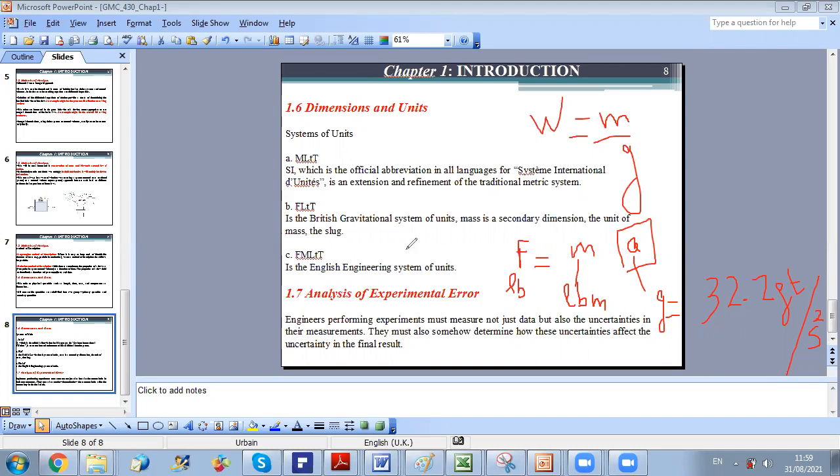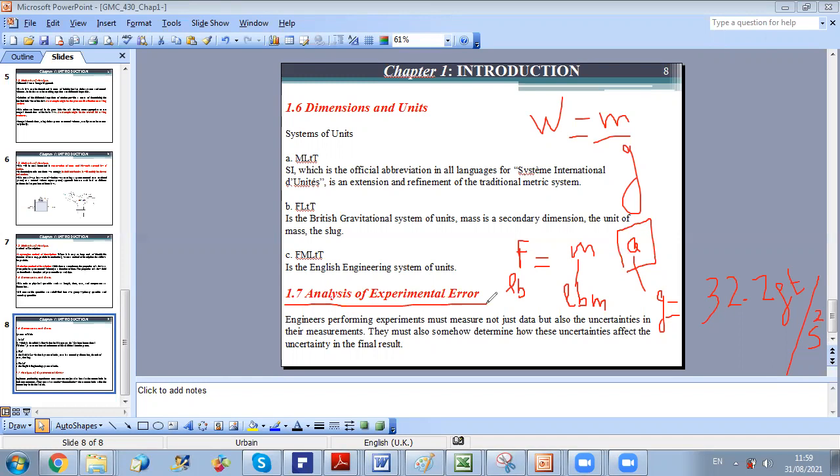Okay. Now, the last aspect that is also important in fluid mechanics is the analysis of experimental error. So we will see that experiments will also play an important role in understanding the behavior of fluids, because in some situations it's very complex to come up with an analytical solution. So let's say if you have a turbulent flow, how did we develop solutions? We did experiments to come up with empirical relations. So engineers performing experiments must measure not just the data, but also the uncertainties in their measurements.